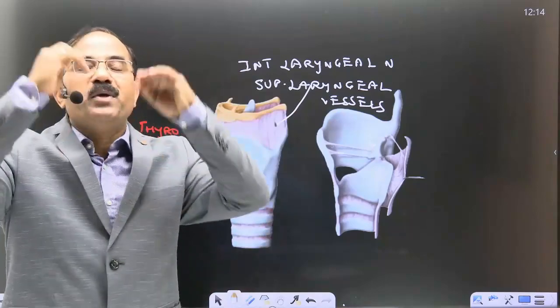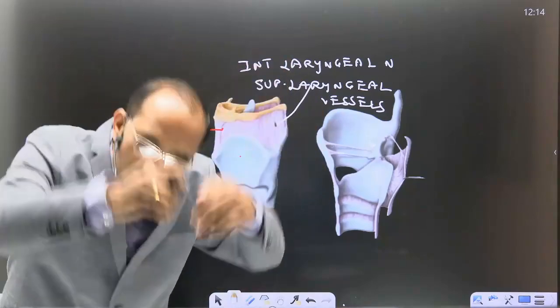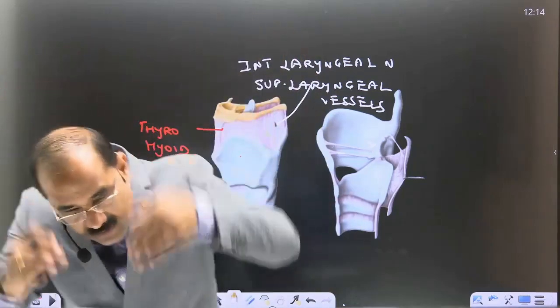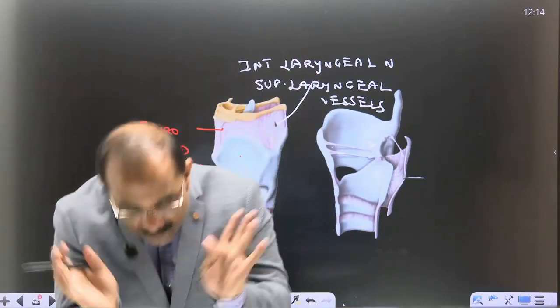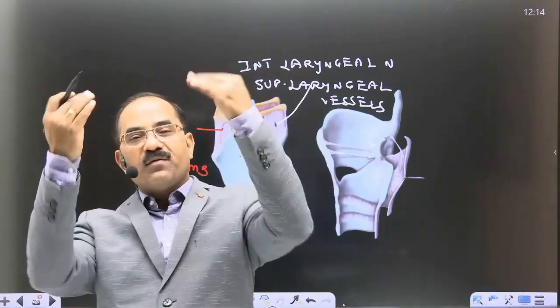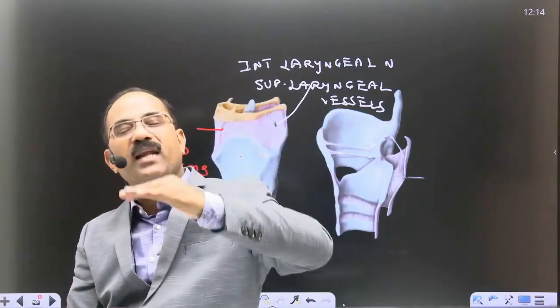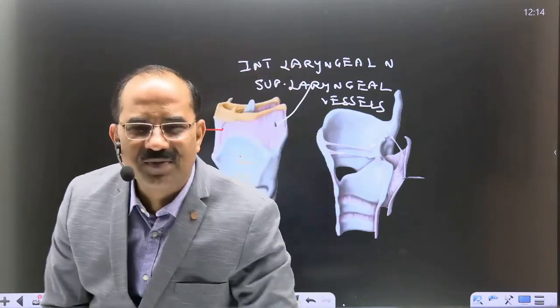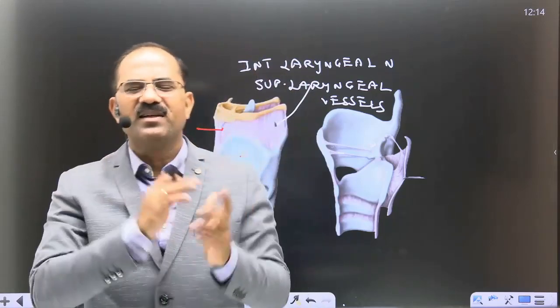Now they will pass between the middle and the inferior constrictor muscles of the pharynx. They will enter inside the hypopharynx. Now from there they will go into the larynx and they will supply the sensory supply of the larynx above the vocal folds. So that's how the internal laryngeal nerve goes.